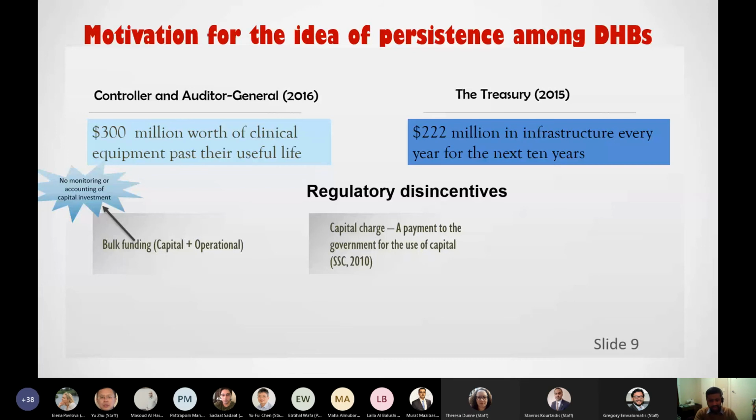So the capital charge system has been called for a long time by different organizations to be scrapped because it's just putting things on the back burner, basically. But at the same time, if you scrap it, then how is that cost going to be accounted to the taxpayer? So it's a bit of a difficult situation, but that is known to be one of the leading causes for district health boards not investing in capital.